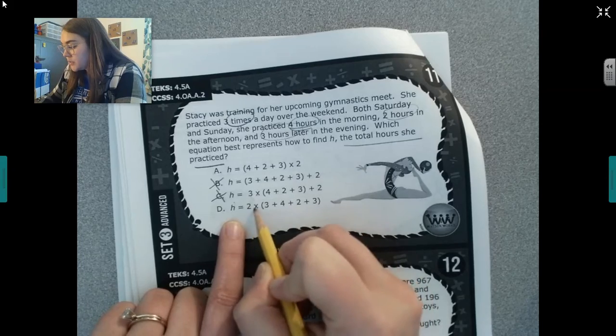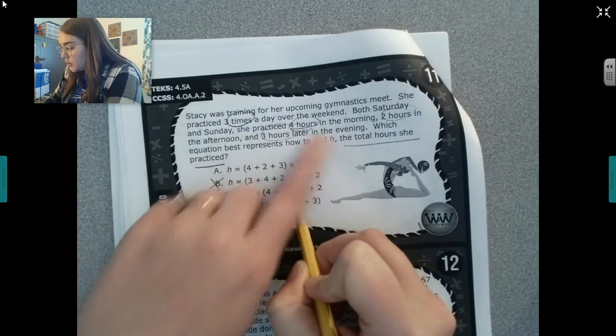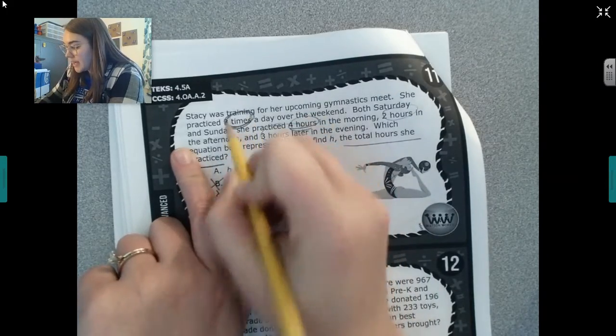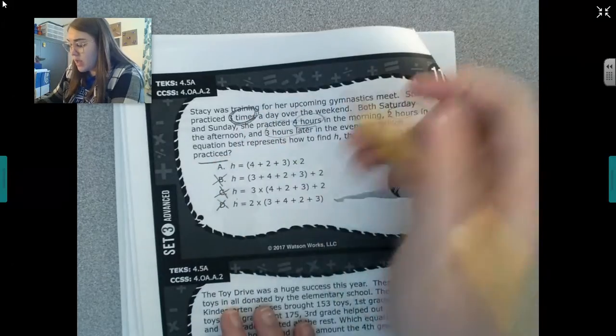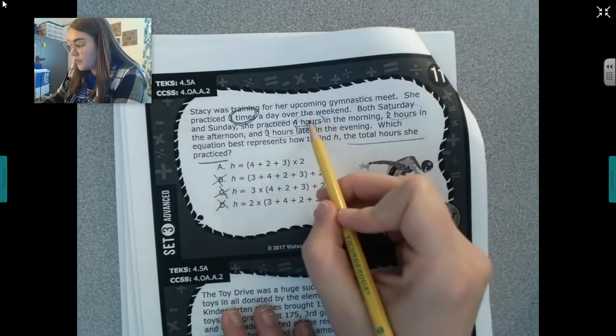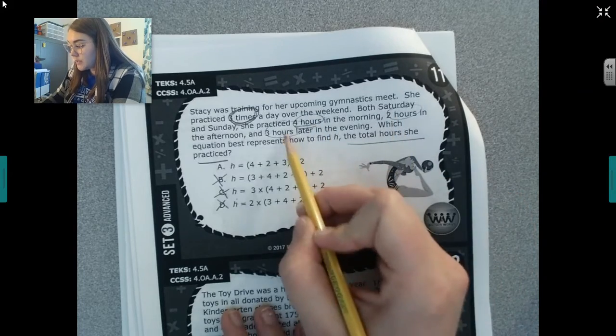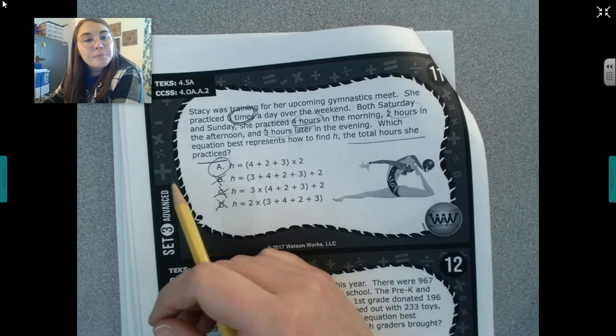Okay, so 2 times 3 plus 4 plus 2 plus 3. Why did they add 3 times a day in? Do we need to add 3 times a day in? No. They told us the 3 times she practiced in the hour, so that doesn't make any sense. So 4 plus 2 plus 3 times 2 is exactly what we have on our paper.